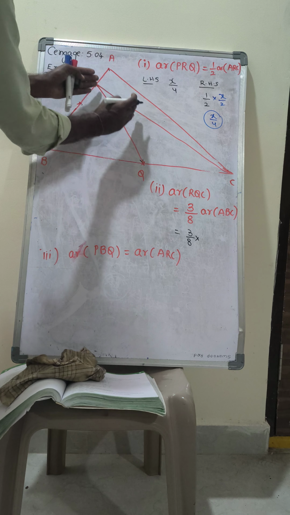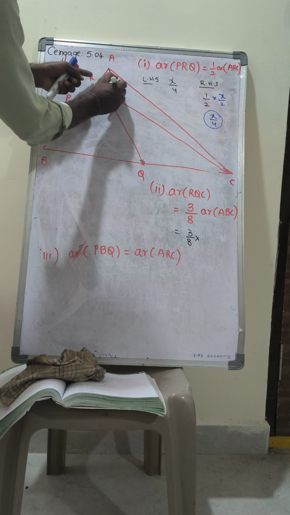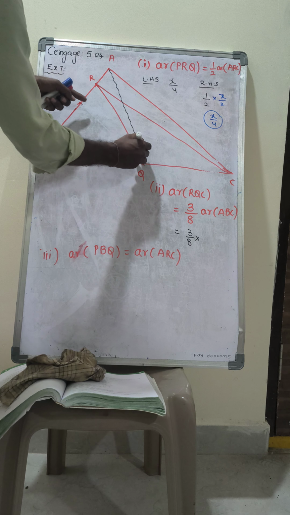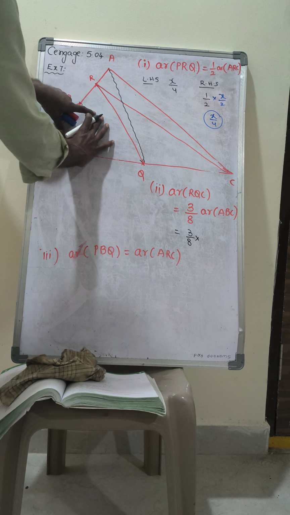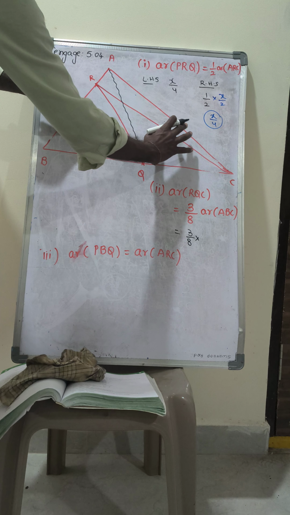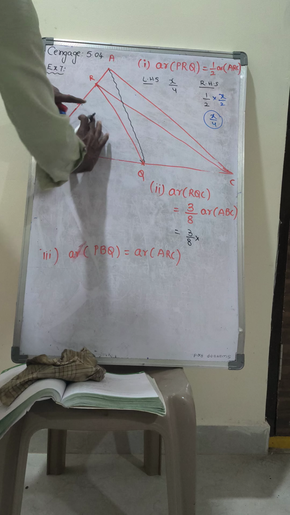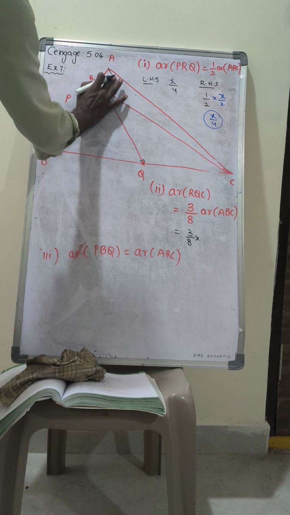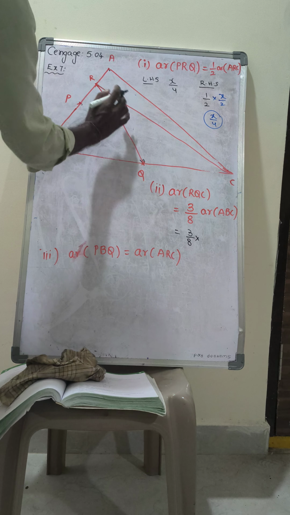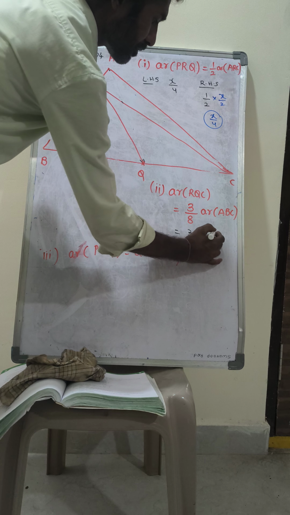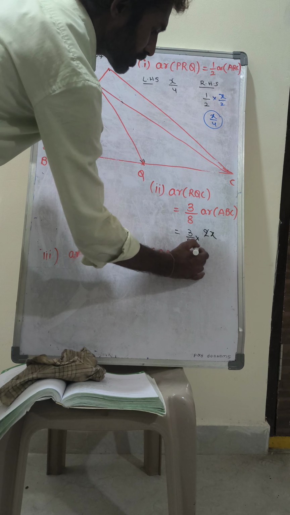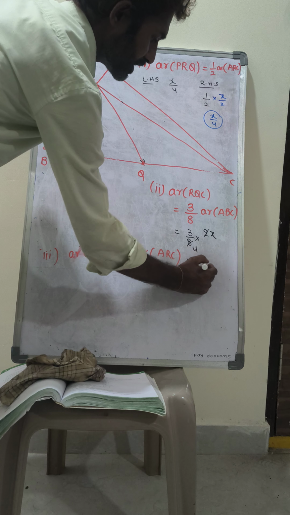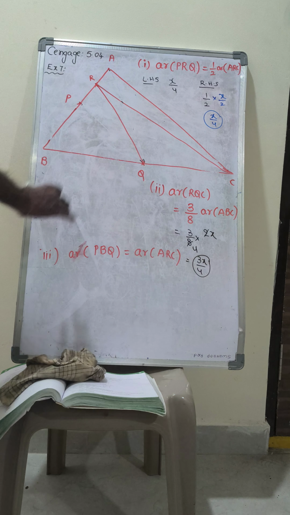Understood, right? Because when I draw the median, I took this part as x. So therefore this part is also x. So total area will be 2x. So ABC area will be 2x. 2 ones are 2, 2 fours are 8. So this is 3x by 4. That is the right hand side part.